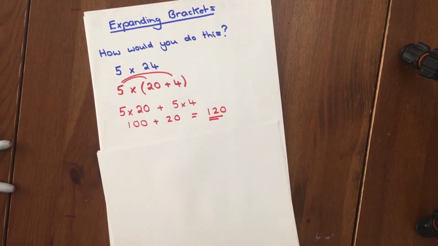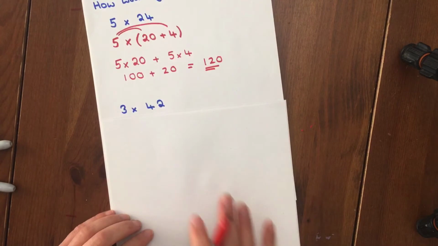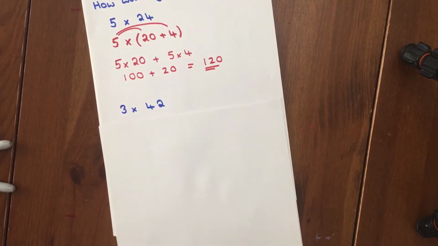Okay, so similarly, let's think about this question. 3 times 42. Just pause the video, have a think yourself how you would do it, and now I'm going to go through the answers.